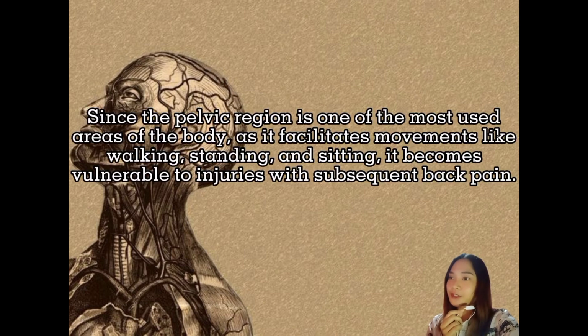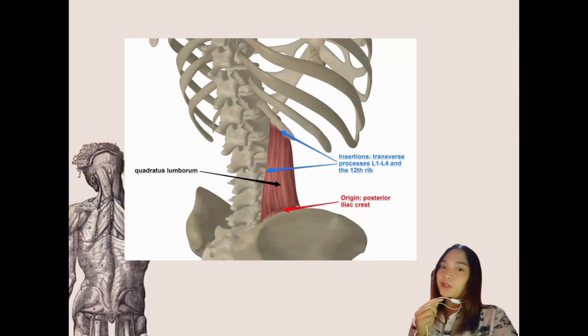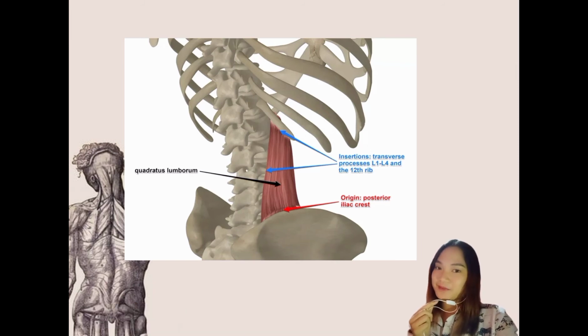Since the pelvic region is one of the most used areas of the body, as it facilitates movements like walking, standing, and sitting, it becomes vulnerable to injuries with subsequent back pain. In fact, most cases of back pain are due to tightness and injury to the quadratus lumborum muscle. So this is the structure of the quadratus lumborum muscle.